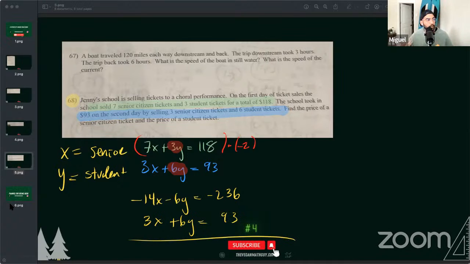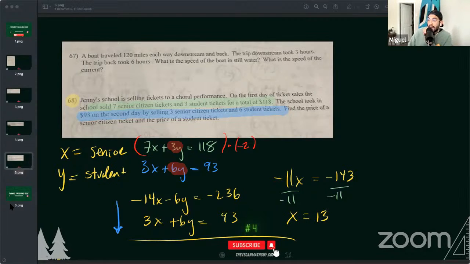Beautiful. Check that out. We have -6y and then we have the +6y. So let's go ahead and combine that vertically. And what do we have? -11x is equal to -143. And now in order to solve for x, we're going to divide both sides by -11 and get that x is equal to 13.